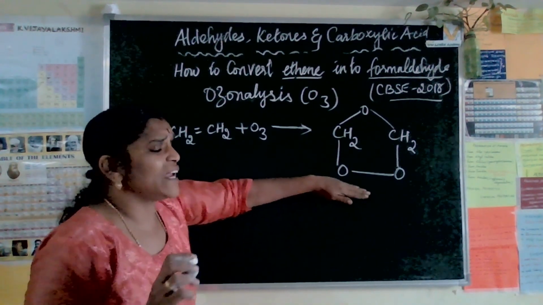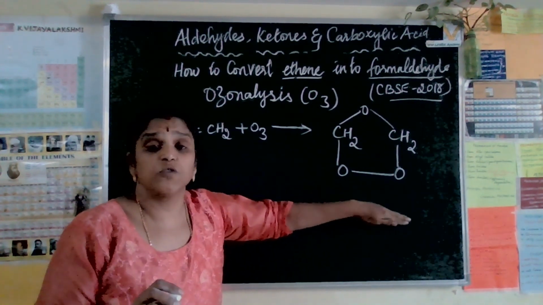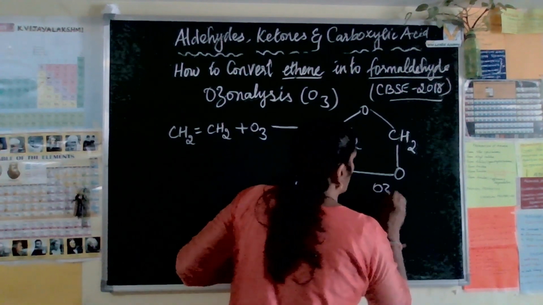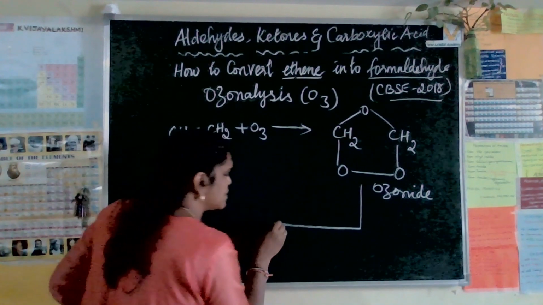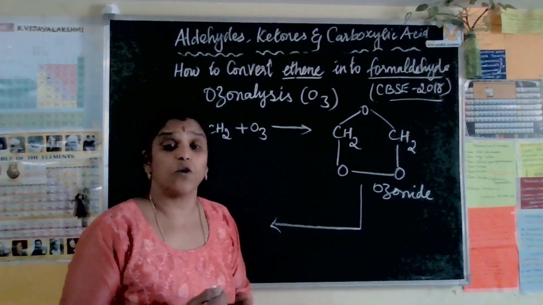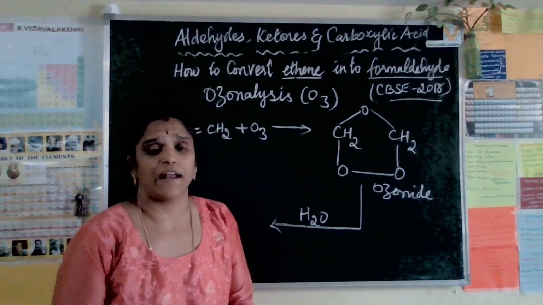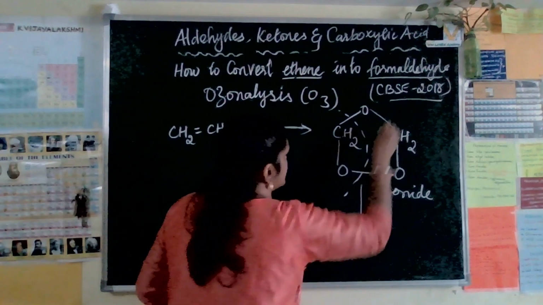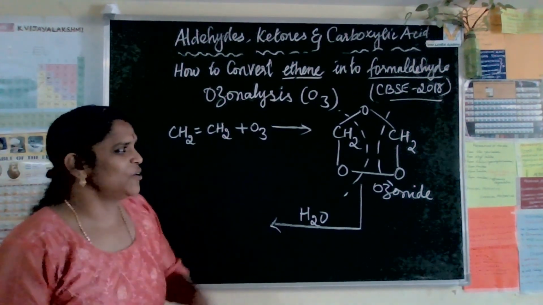Now what is the name of this compound? I mentioned it is a cyclic compound, and this is ozonide, the ethene cyclic ozonide. This is an intermediate compound only. So what happens? Hydrolysis takes place. When you go for hydrolysis, the bond breaks here like this. As I put it in this line, you will come to know the idea.